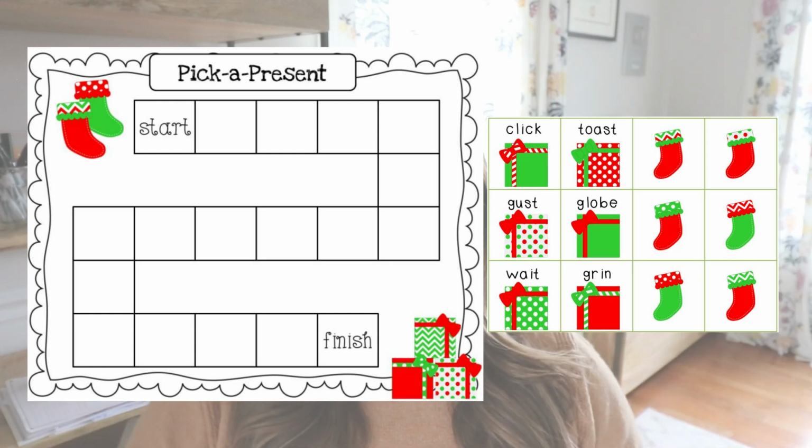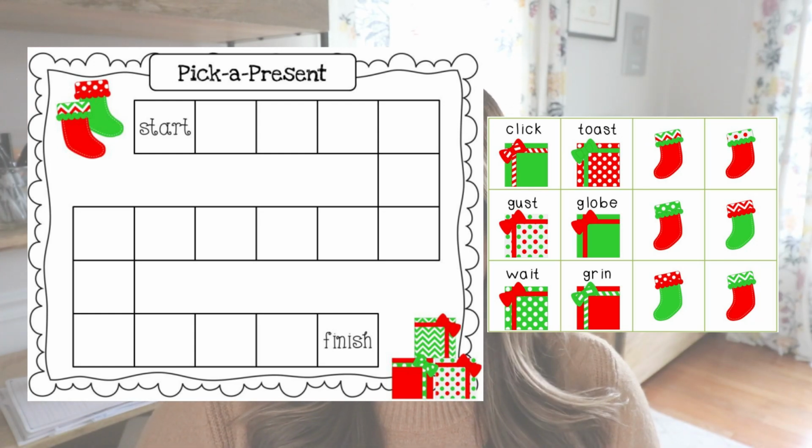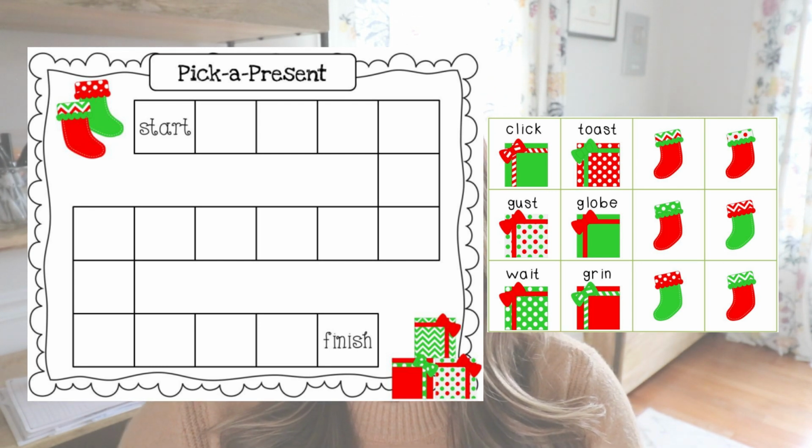And the last freebie I have for you is called Pick a Present. It is similar to Run Run Rudolph, except that instead of reviewing math skills, we are working on some phonics skills. So it looks like this right here. It is just a simple game board along with a bunch of present cards, and students will simply flip the card and they need to read it aloud.